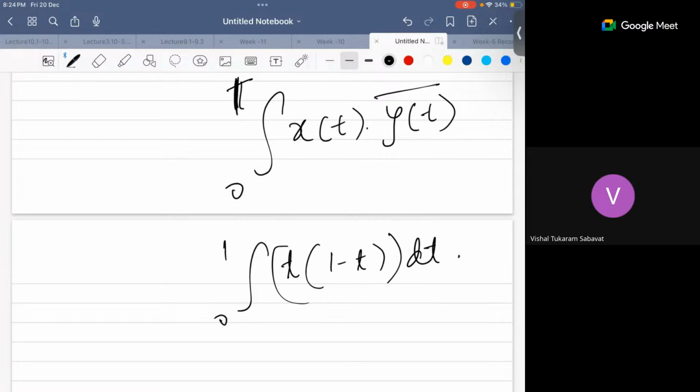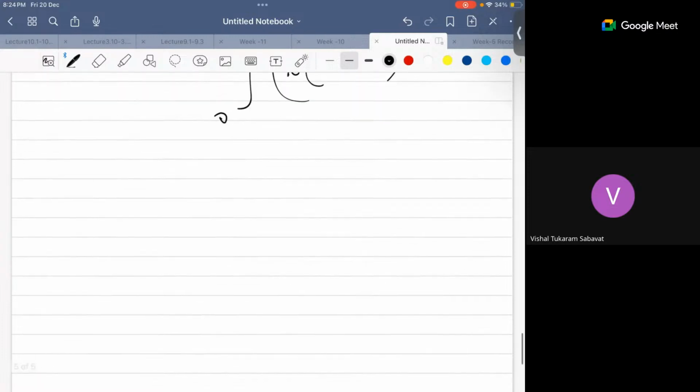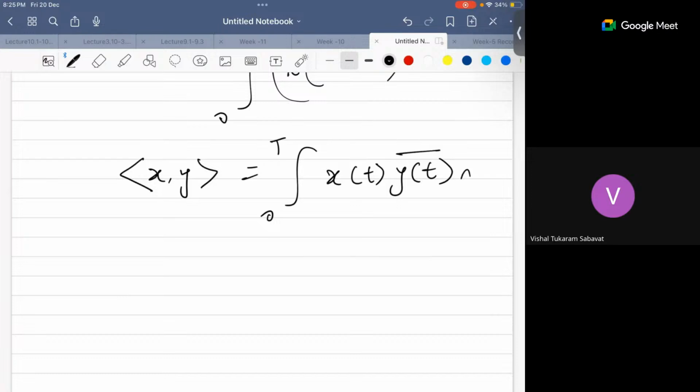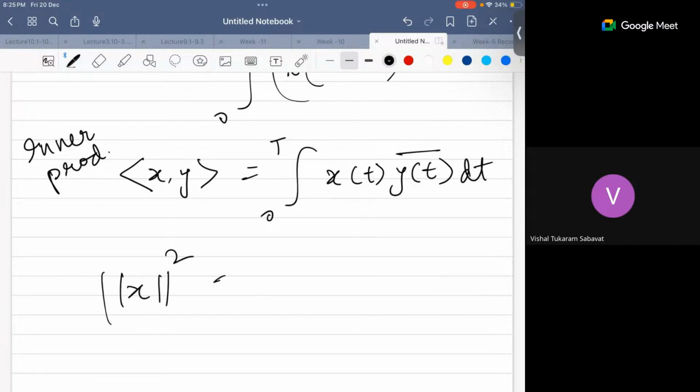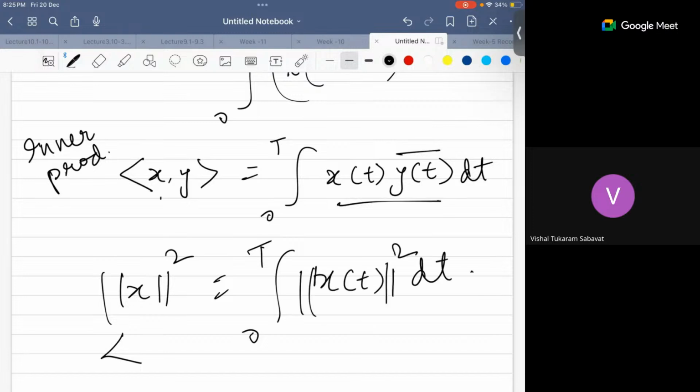So no doubts, two formulas, right? Pretty simple. You can be asked to calculate the inner product: whatever the interval that has been given, 0 to t, xt yt conjugate dt. This is the inner product. Or you can be asked to calculate the norm, over the time interval. This is the same as taking the inner product of x with itself, so this becomes the integral of xt whole square dt.